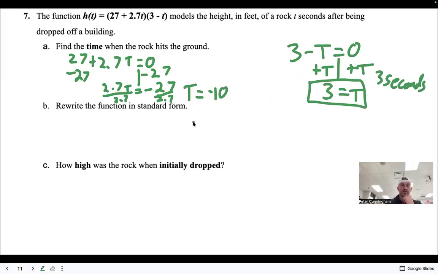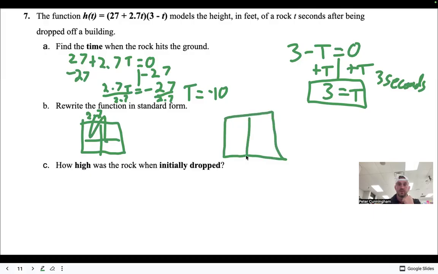Right? So if we rewrite the function in standard form, so again, use our box method here. I like having, let's draw it a little bigger. I don't like the order of these. I would rather 2.7t be first and then 27 be there, and then negative t plus 3. So you end up with negative 2.7t squared. Sorry, this pen is kind of melding right here. Negative 27t.